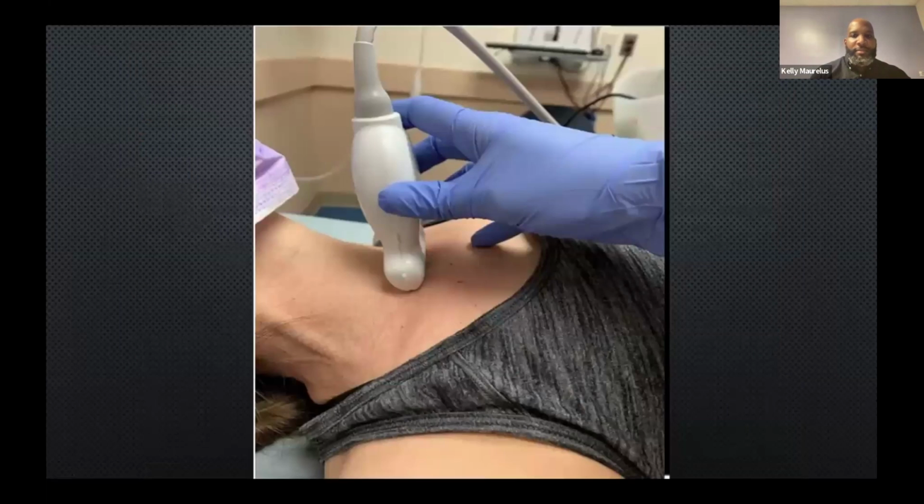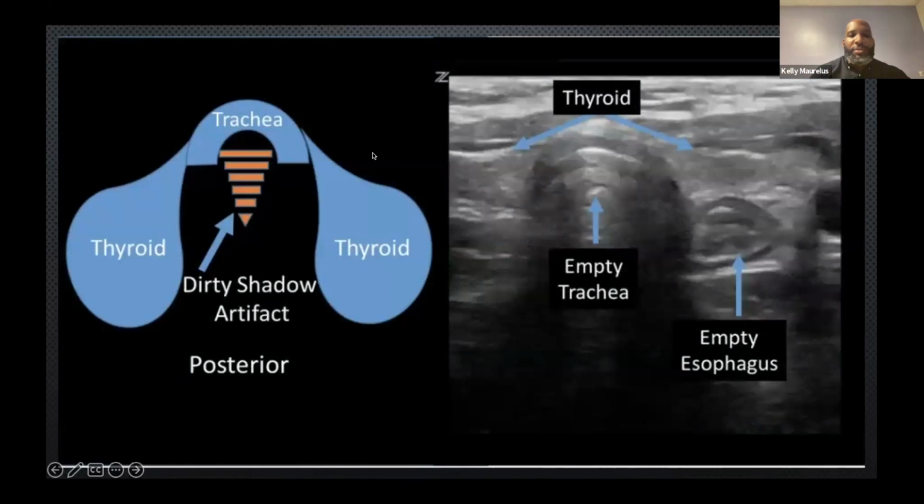All right. Next and last, we're going to look at the trachea. We're going to use a linear probe to visualize the trachea, and a lot of times we're going to use the trachea view in order to confirm ET tube confirmation. So looking at the trachea, what does it normally look like? At the level just below the cricoid cartilage, we're going to see the level of the thyroid. We're going to see dirty shadowing, and that's the air interface that you see.